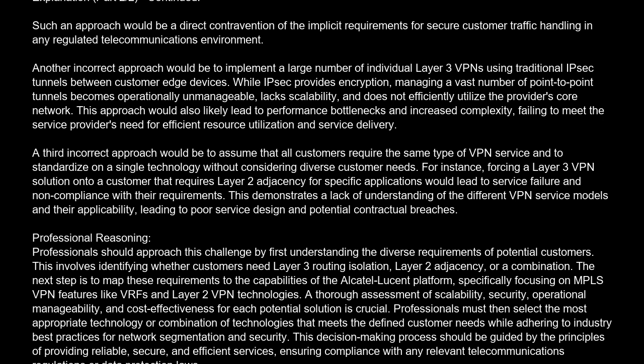Professional reasoning. Professionals should approach this challenge by first understanding the diverse requirements of potential customers. This involves identifying whether customers need Layer 3 routing isolation, Layer 2 adjacency, or a combination. The next step is to map these requirements to the capabilities of the Alcatel-Lucent platform, specifically focusing on MPLS VPN features like VRFs and Layer 2 VPN technologies. A thorough assessment of scalability, security, operational manageability, and cost-effectiveness for each potential solution is crucial.